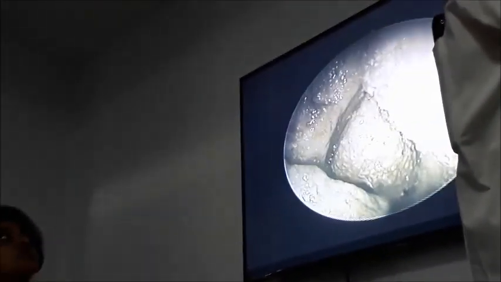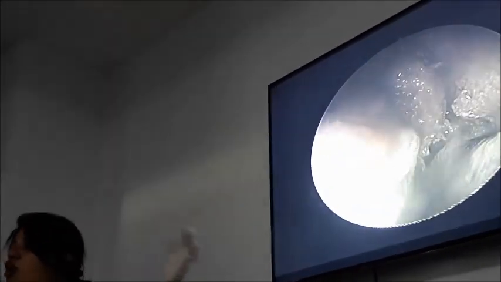So that is the middle turbinate. Now what you should remember is that the nose is separated laterally from the eye. Just lateral to the nose is the eye. There is a very thin piece of bone that separates the eye from the nose, which is called the lamina papyracea.